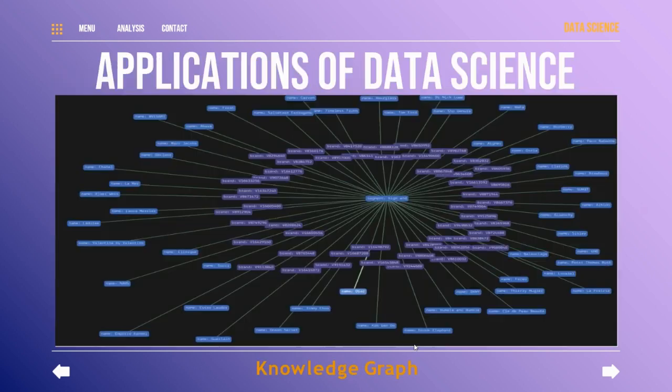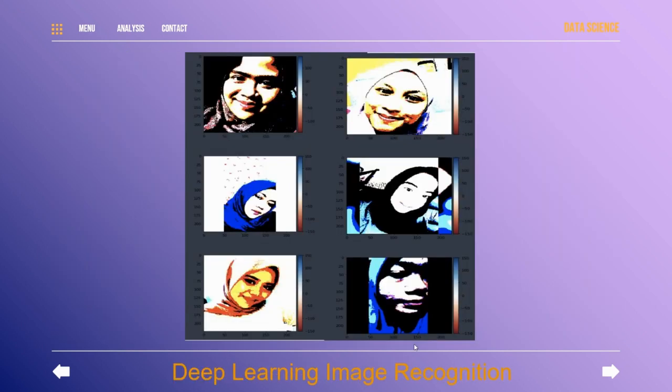Now, let's go into the applications of data science. In the previous slide I discussed the knowledge graph. Here is a knowledge graph which represents the brand of the model, what type of car we are using, and what type of segment. This represents the knowledge graph. Next goes deep learning image recognition. As I have told you, the face recognition on our mobile phone works with image recognition techniques.